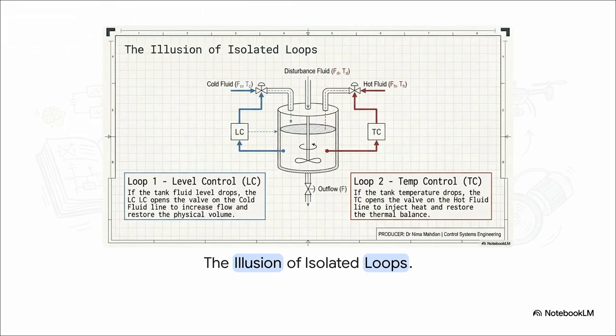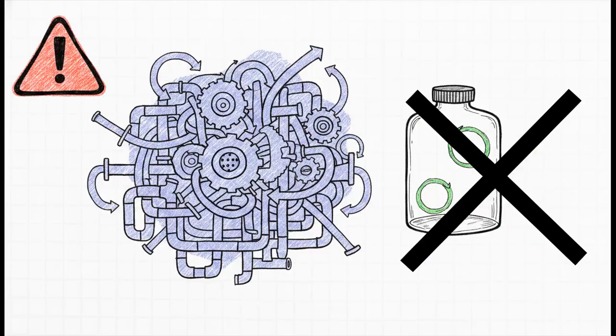Now, the absolute biggest rookie mistake, like guaranteed way to bomb the question, is falling for the illusion of isolated loops. It is so tempting to look at this and assume loop 1 acts all by itself. Oh, if the level drops, just open the cold fluid valve to fill it up. And then assuming loop 2 acts alone. If the temperature drops, just open the hot fluid valve to heat it up. I mean, it looks great on paper, right? Just imagine a giant, flashing red warning sign right here. On the exam, you cannot treat a highly interconnected MIMO system like this as if it's just 2 separate, simple regulatory control problems happening in the same room.